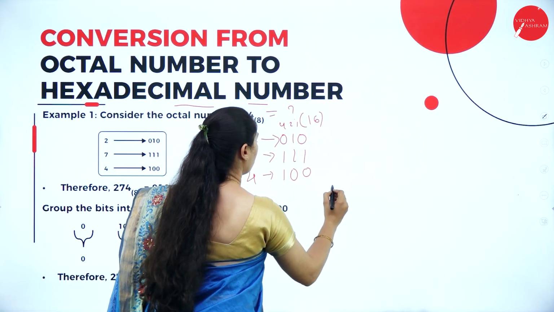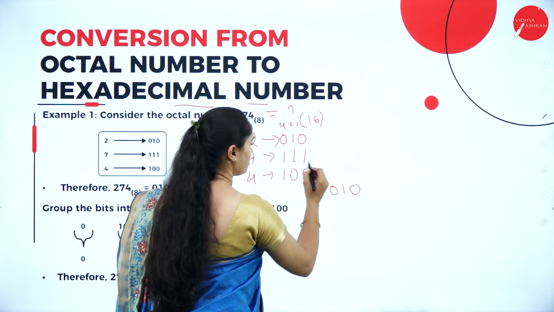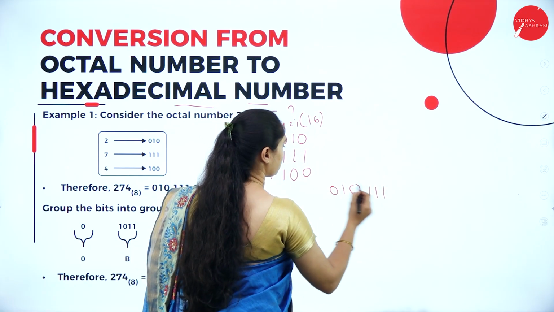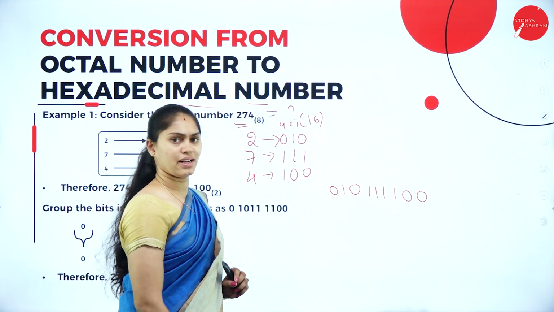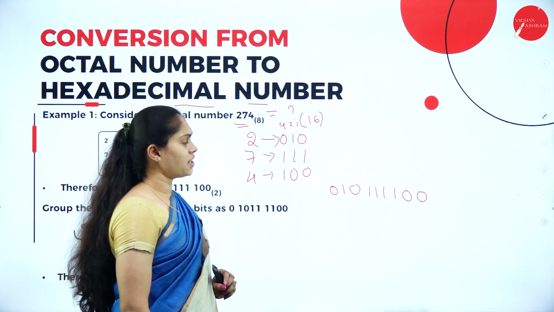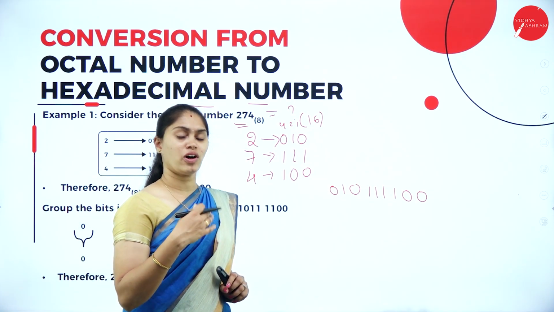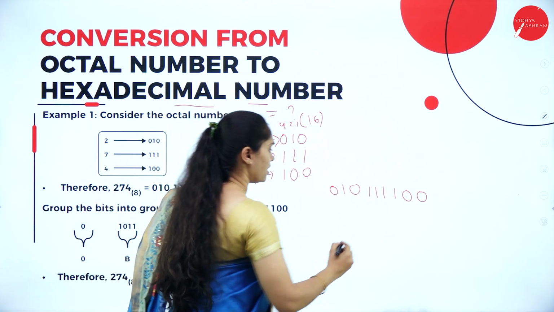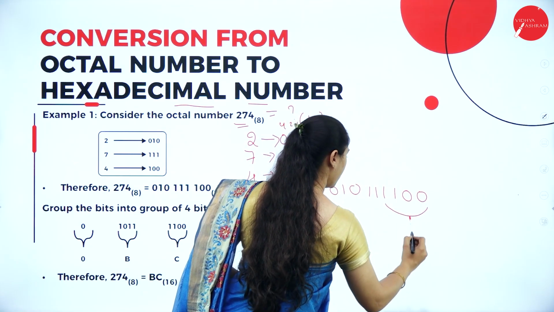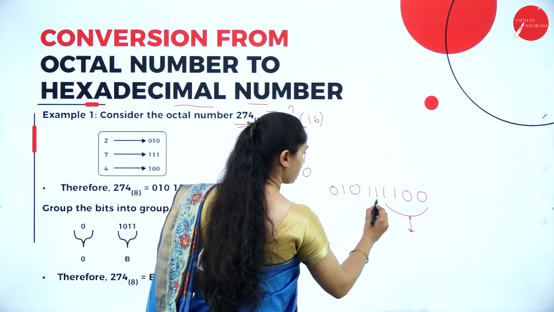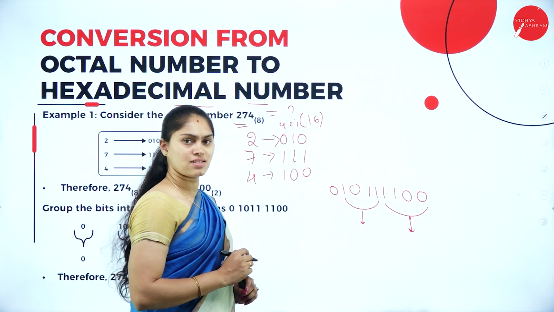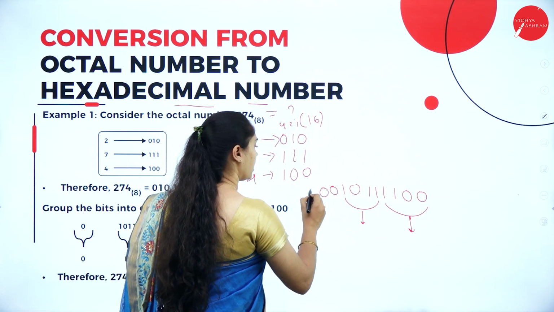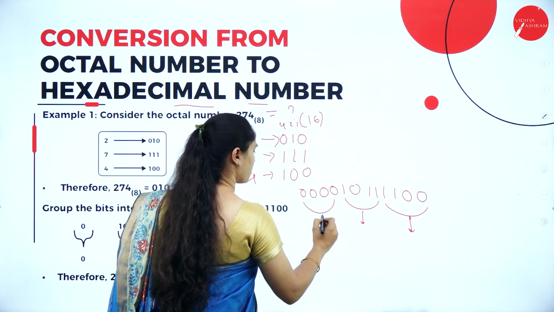Here it is: 0, 1, 0, then the second number 311, then this is 100. So after writing all the binary equivalents of the octal digits, we have to regroup into 4 digits. Let me consider these 4 digits as 1 digit. I'm left out with only one 0, so I have to write 3 consecutive zeros for it.